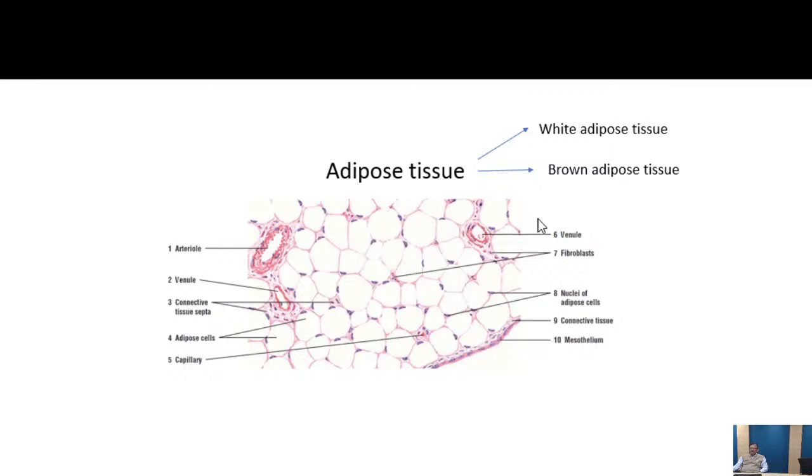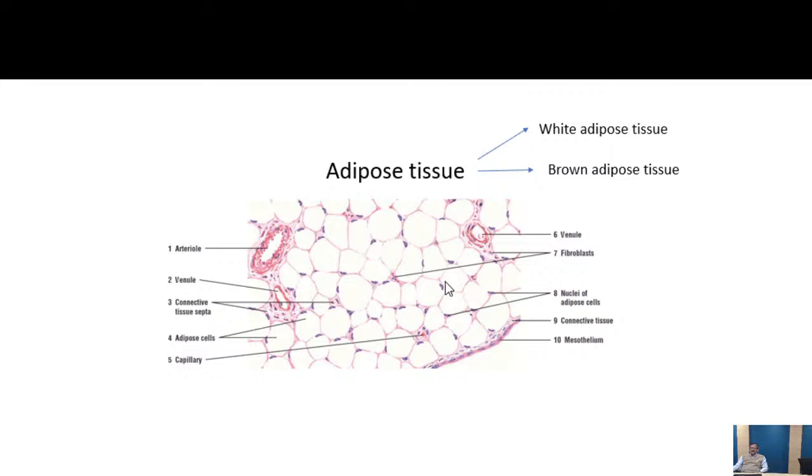Nucleus is at the periphery. But in the brown adipose tissue, there are multiple droplets of fat, and there are large numbers of mitochondria. And when necessary, this fat is broken down to produce heat in addition to energy. So when the blood flows through this fat, the blood takes up this heat from the adipose tissue, and this helps us in combating the cold.